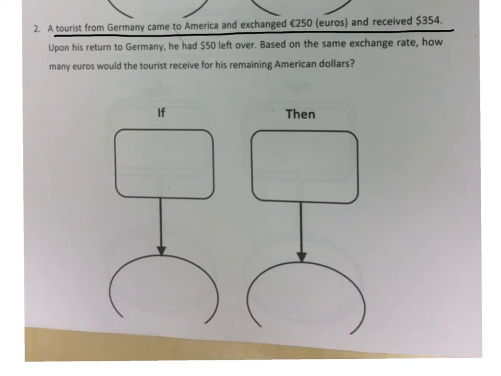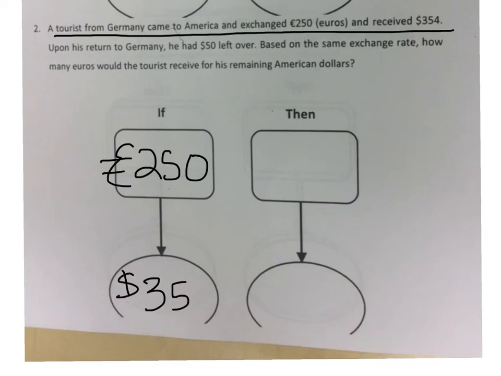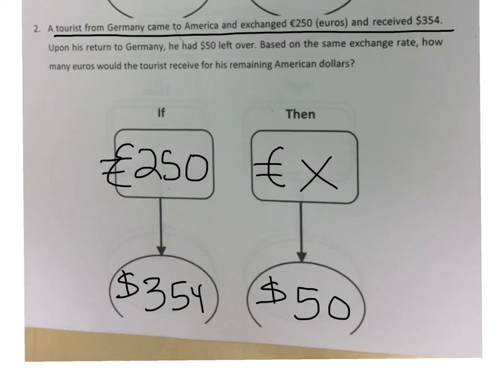That's the if. So I'm going to start here with 250, and then I can put that little euro sign and receive $354. Well, right away, I know this has to be the euros over here, and then I know this has to be dollars over here. So we got back to Germany, and he has $50 left over. Based on the same exchange rate, how many euros would he get? So if he had $50 left over, basically I need to change the 50 back to euros. So if this is the same rate, we can then immediately find out how many euros there are.